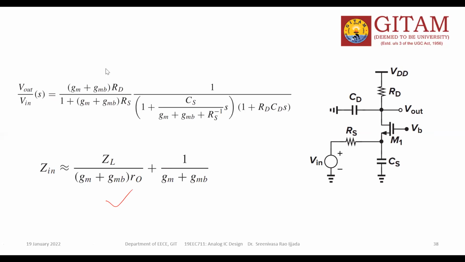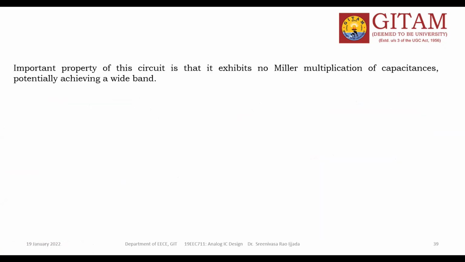Zeta is approximately equal to ZL by gm plus gmb into R0 plus 1 by gm plus gmb. Got my point up to here? Yes, sir. So the uniqueness of this common gate configuration is that we do not apply any Miller theorem and there is no Miller multiplication of the capacitance, so it can be used for a wide range of applications.